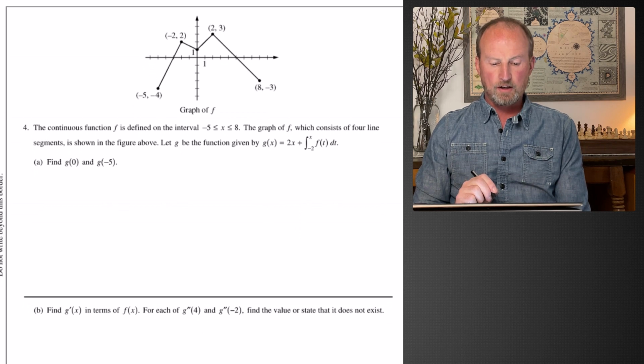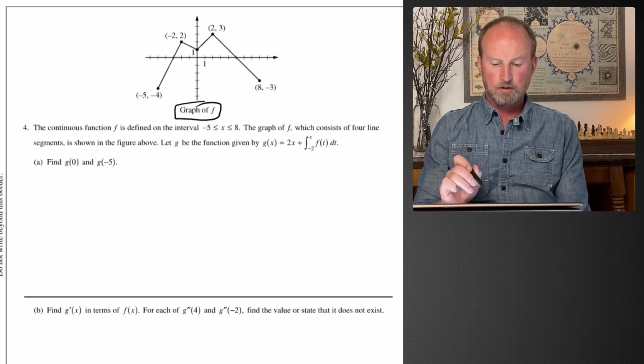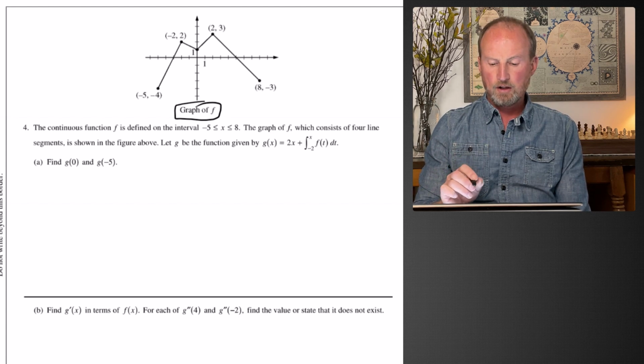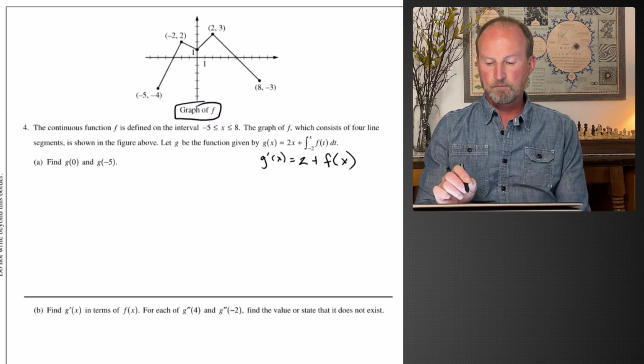Question 4. The continuous function f is defined on the interval -5 to 8. Graph is given as f, so make sure you pay attention. That is f. Pay special attention to whether it's derivative you're given, whether it's a function you're given. We have this new function g with a different definition. Anytime I'm given a function in terms of an integral, I always just take the derivative really quick. So g prime of x is equal to 2 plus f of x.